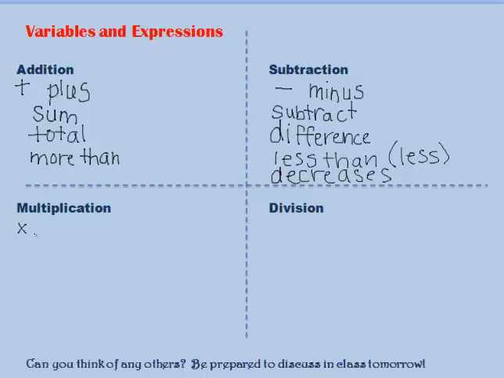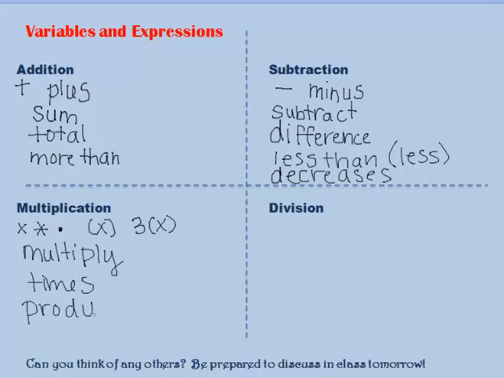Okay, multiplication. For multiplication, we tend to use just an X. Sometimes we'll use an asterisk. Sometimes we'll use just a dot to represent multiplication. We could also use parentheses, and all of those mean multiplication. You might have a 3 on the outside of parentheses x. Some of the words that you might see are multiply, times, and the mathematical word that we tend to use for multiplication is product.